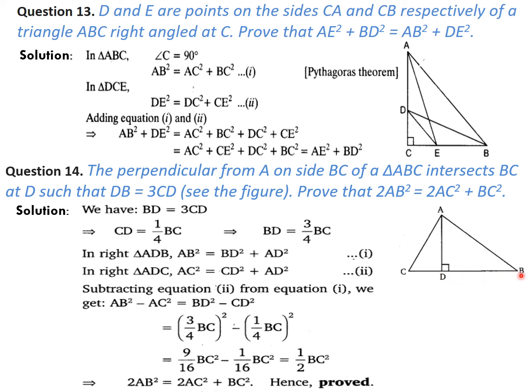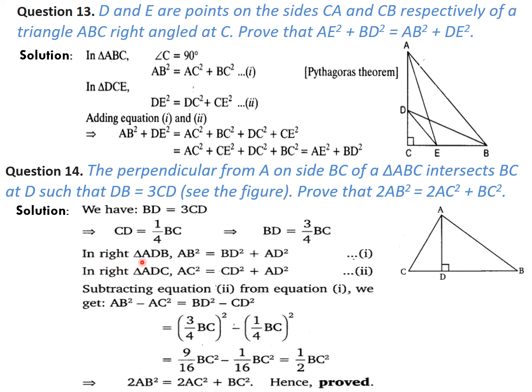So we can write down BC is equals to what? BC is equals to CD plus DB. Now DB is equals to thrice of CD. So thrice of CD plus CD is equals to 4 times of CD is equals to BC. So ultimately we can write down CD is equals to 1/4 of BC. And from here we can write down therefore BD is equals to how much? 3/4 of BC, using these two relations.